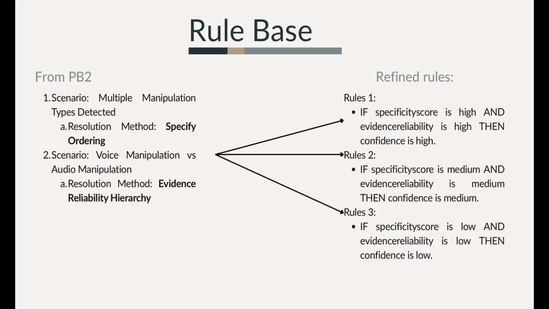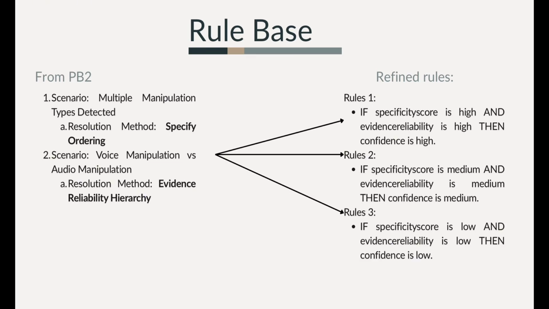Now, let's look at how we constructed our rule base, which we derived directly from conflict resolution strategies we developed in our project PBL2. In PBL2, we identified two major conflict scenarios. First is multiple manipulation types, where we use specificity ordering to prioritize complex rules with more conditions. Next, voice versus audio conflicts, where we use an evidence reliability hierarchy. However, Prism logic forces us to make binary choices, choosing one rule and discarding the other. In this fuzzy system, we solve this by converting those binary priorities into continuous variables: specificity score and evidence reliability.